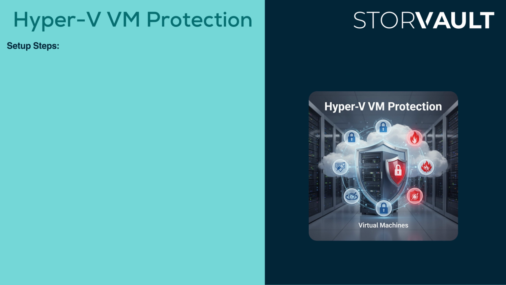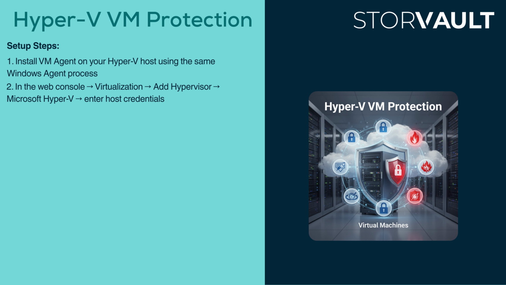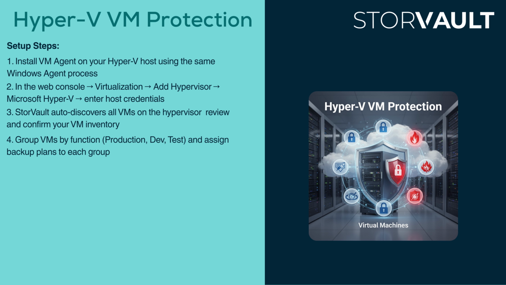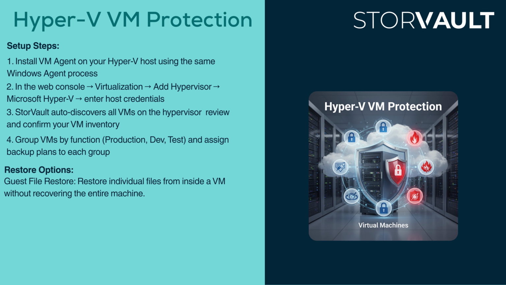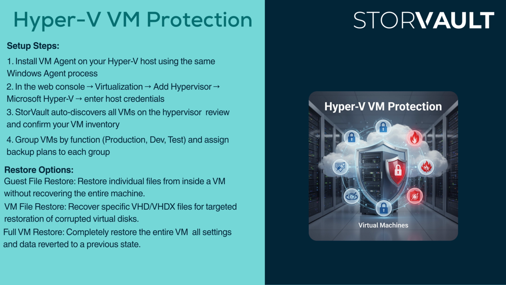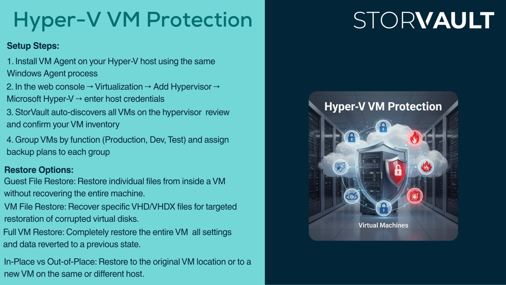Protecting your Hyper-V virtual machines with StorVault is straightforward. Install the VM agent on your Hyper-V host, then add your hypervisor in the web console under Virtualization. StorVault will automatically discover all your VMs, group them by function and assign backup plans to each group. When it comes to restoring, you have 4 options: guest file restore, VM file restore, full VM restore, or out-of-place restore to a different host.